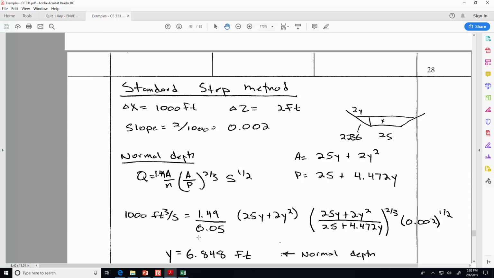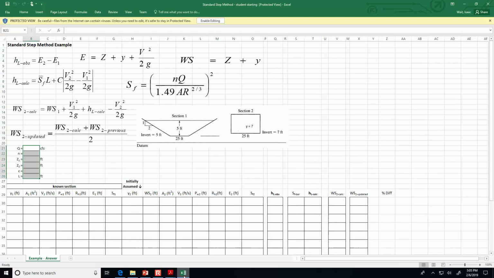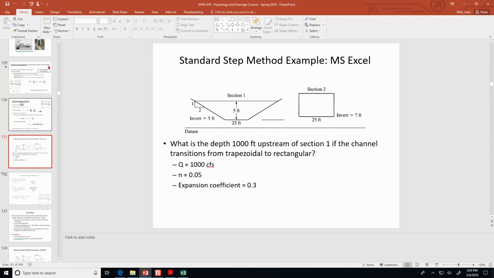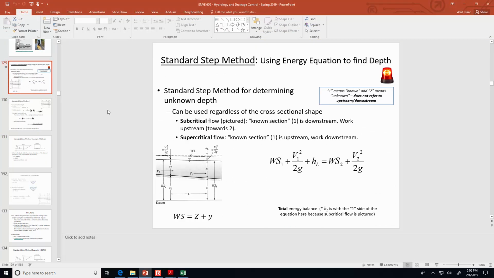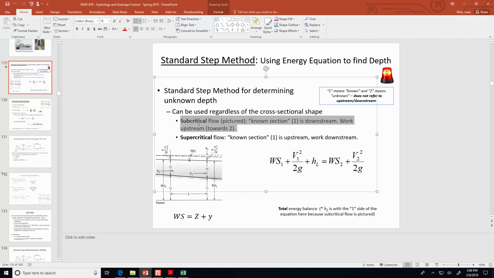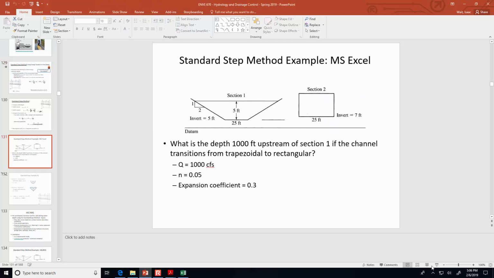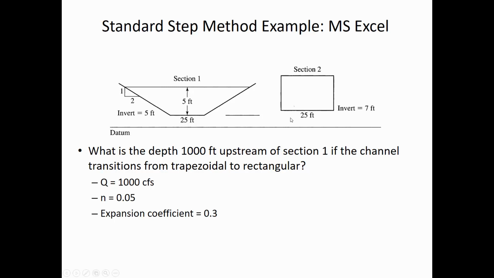HEC-RAS will assess that automatically, but in our case, we're going to just double check it because that affects how we use the spreadsheet. So we know it's subcritical conditions, and so if we go back to the slides, the reason why that's significant is that if we have subcritical flow, then the known section is downstream and we're working upstream. That is the case in this example. Downstream is where we know the depth is 5 feet, and we want to find out how deep is the water upstream, where it's a rectangular channel.